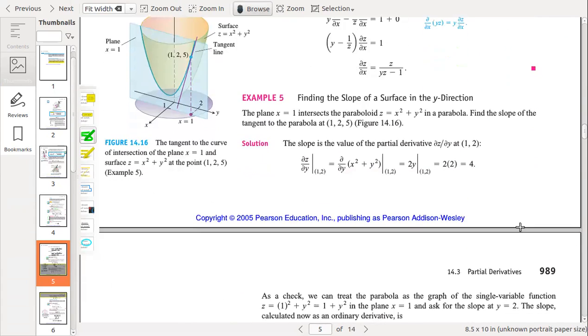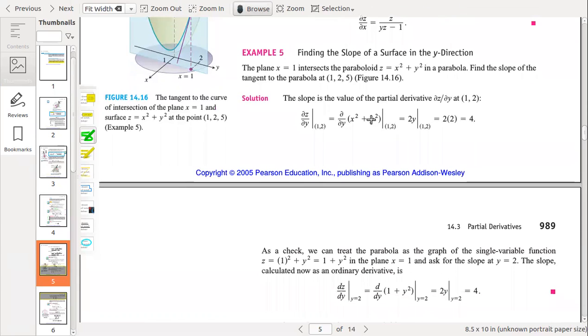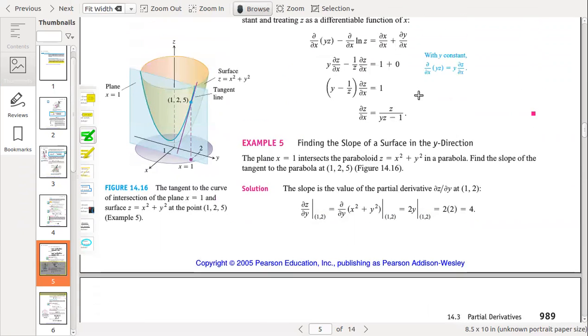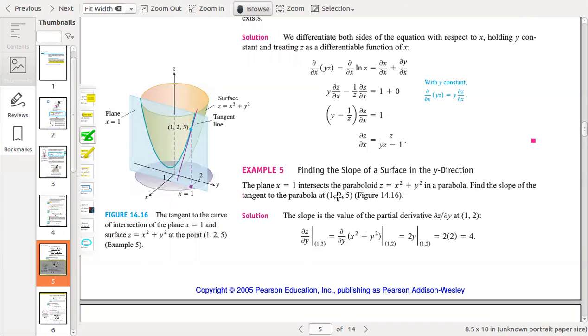The next example is to find the slope of the surface in the y direction. The plane x equal to 1 intersects the paraboloid. A paraboloid is a figure, and you can see the graph here. This is the paraboloid. Find the slope of the tangent to the parabola at the given point. The slope is actually the value of the partial derivative at 1, 2.